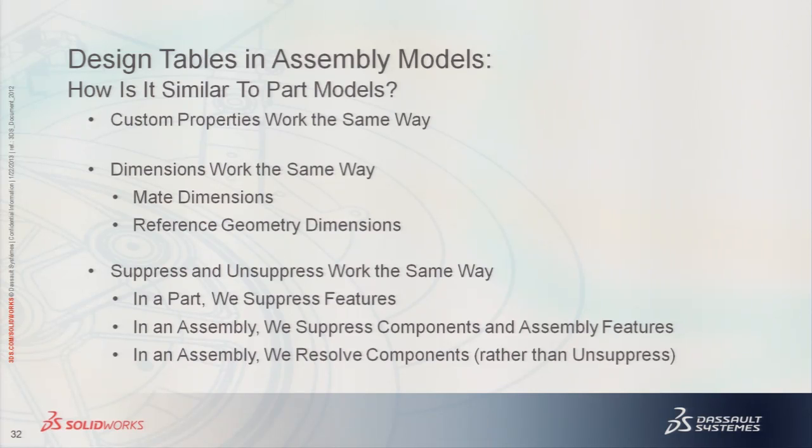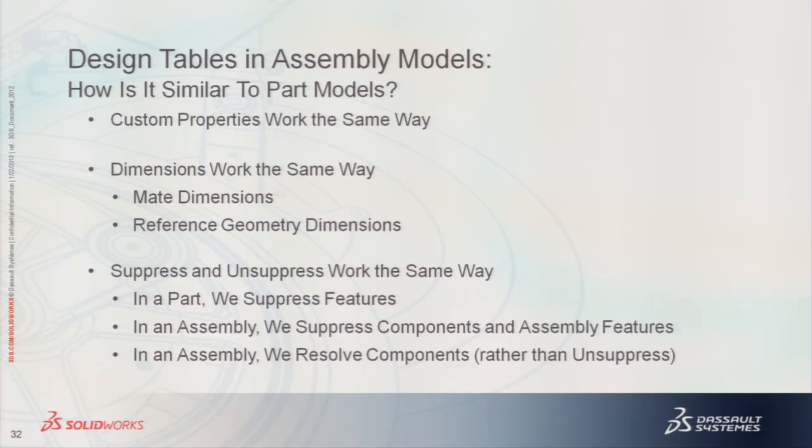Custom properties, exactly the same. $PRP at property name, put in a value, no difference. Dimensions work exactly the same way. The only difference is the dimensions in assembly are going to be your mate dimensions, like angle dimensions or distance dimensions, and then reference geometry dimensions, again, like maybe an angle plane or an offset plane, something like that.